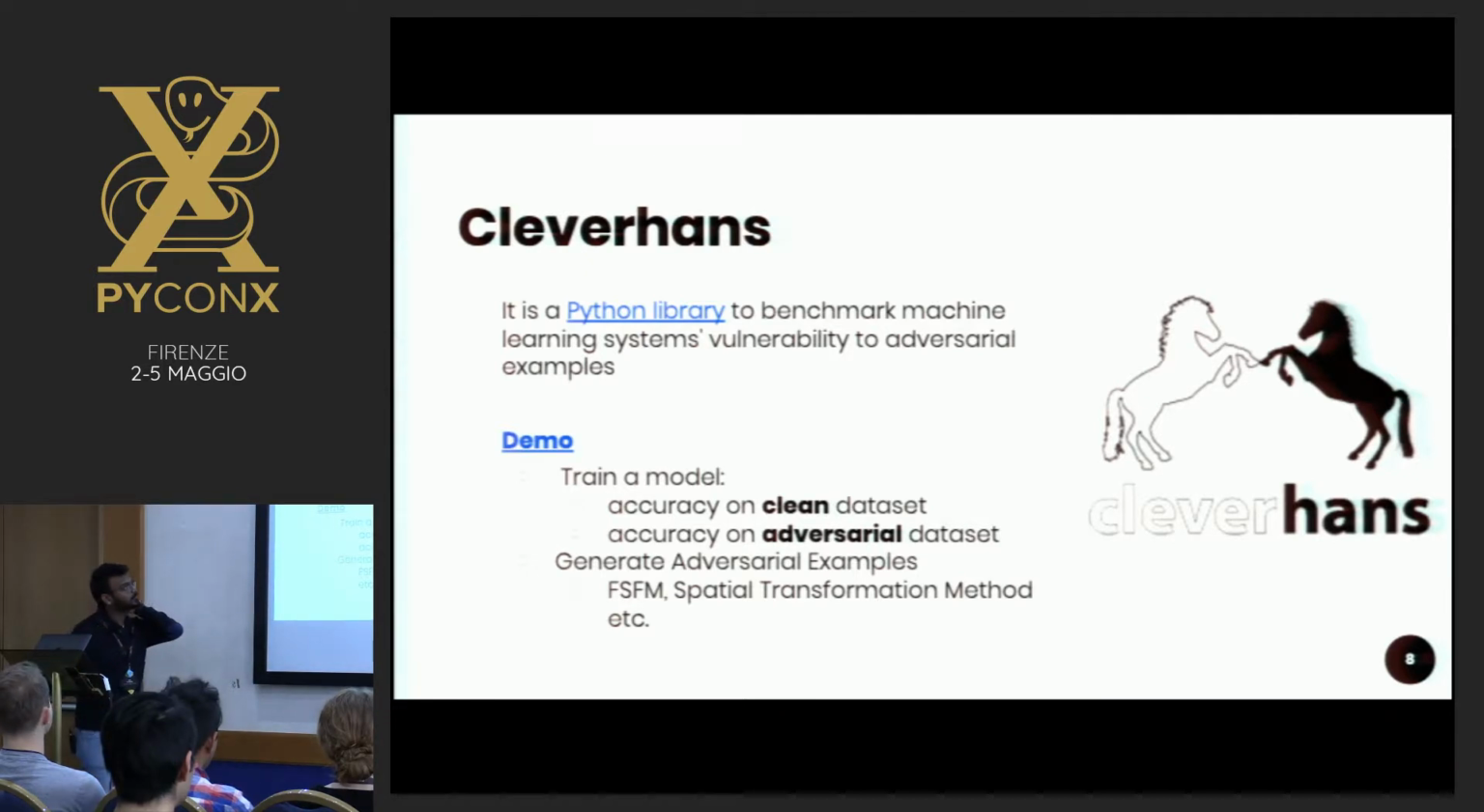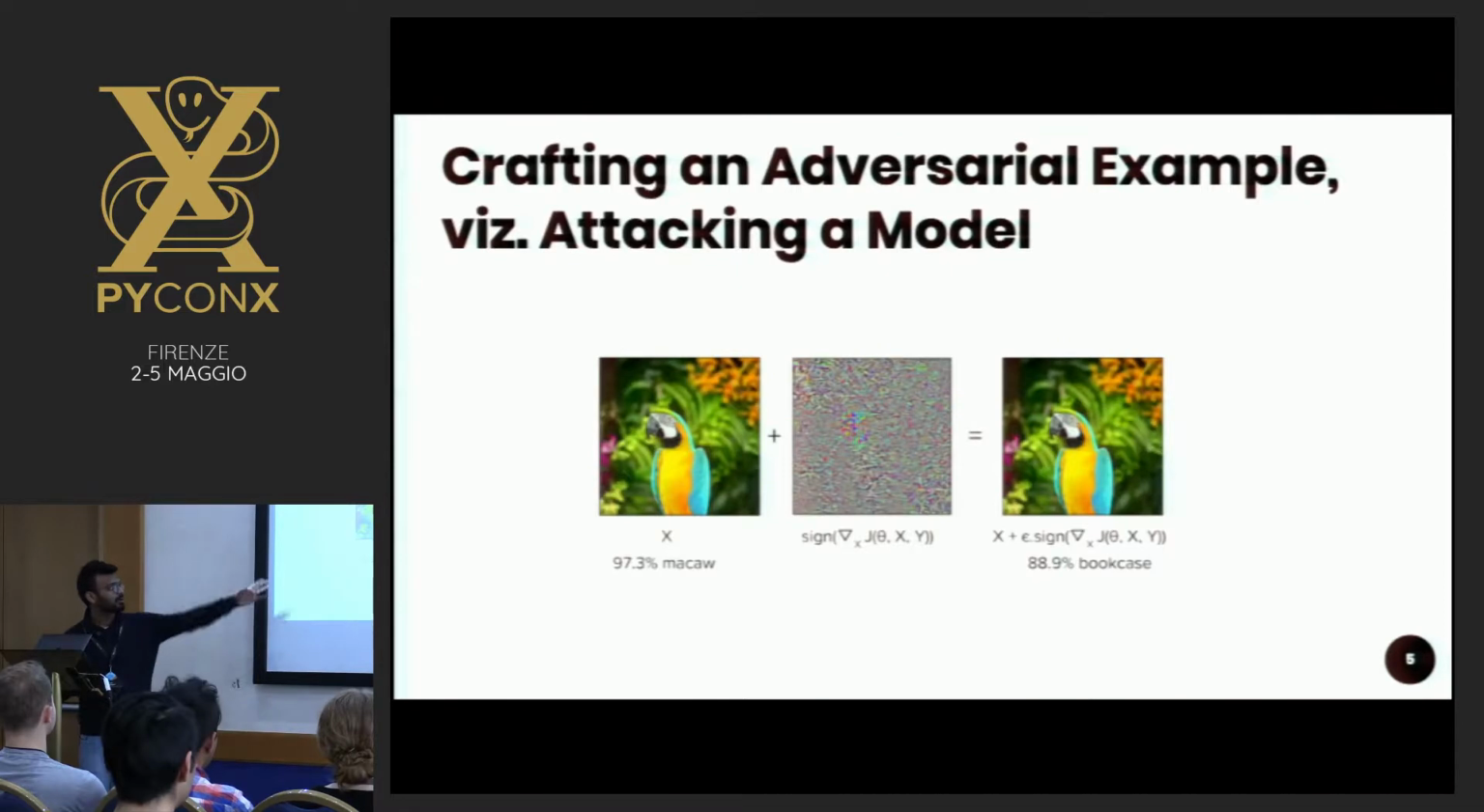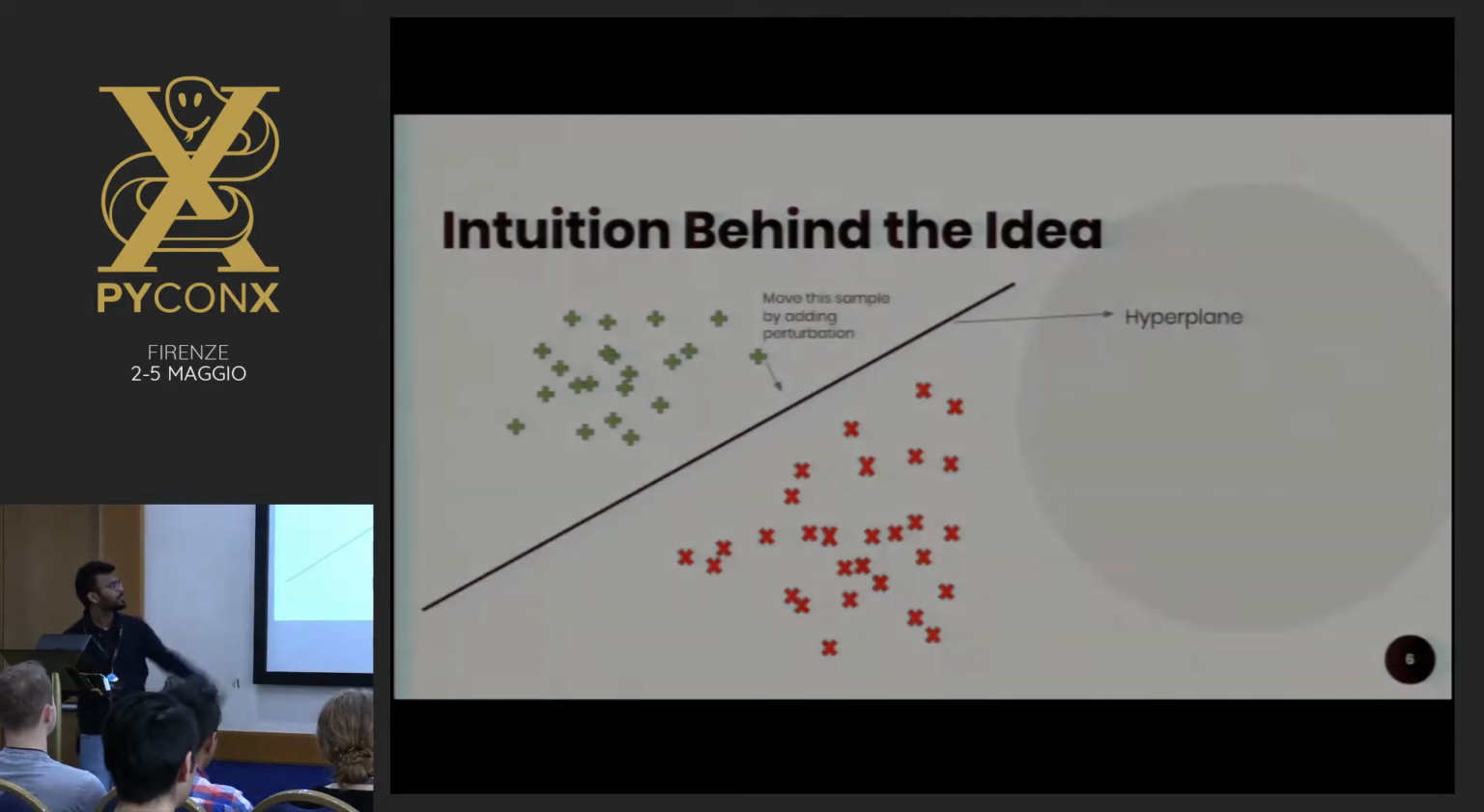Okay, so we are going to do a short, not a demo exactly, but just a showcase of how we are going to use this CleverHans library to generate examples and do the training. The demo will include: we will first train a model, right? Then we calculate the accuracy on a clean data set. Then we calculate the accuracy on the adversarial data set. Then we will generate some adversarial examples. Okay. So the examples will be like this, how we are going to generate this.